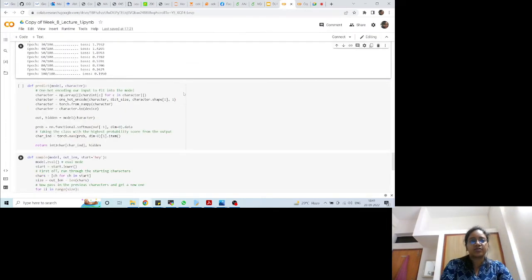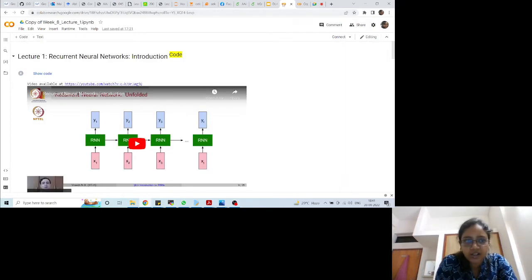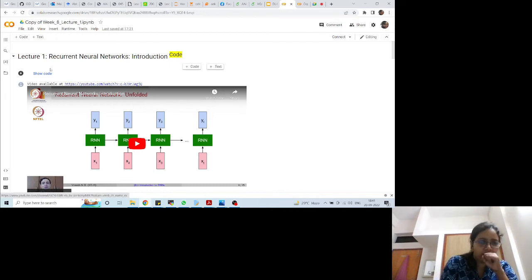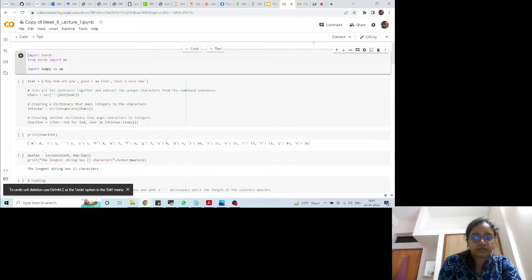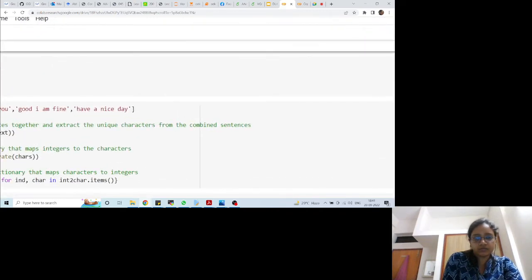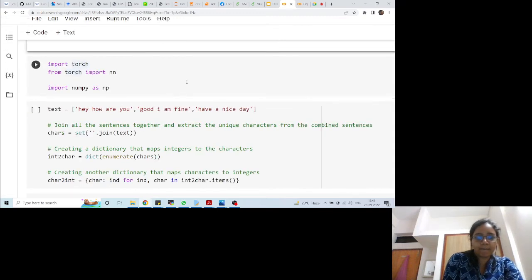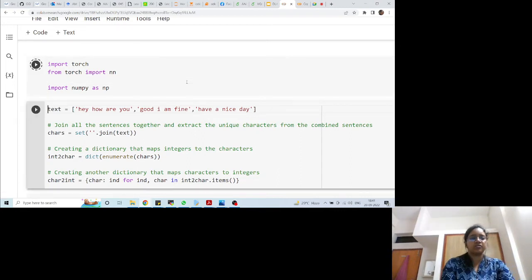So let's quickly look at some fun coding experiments. Delete these two first. Please zoom it, we cannot see. Is this better? It's fine. Okay, thanks.